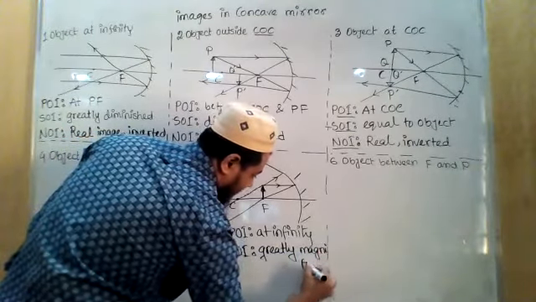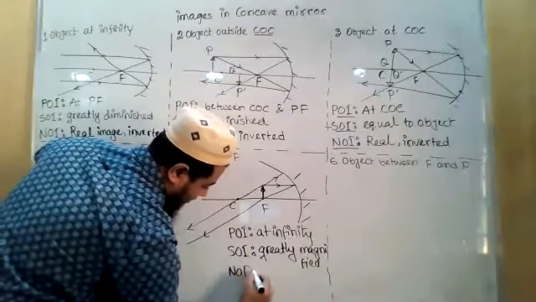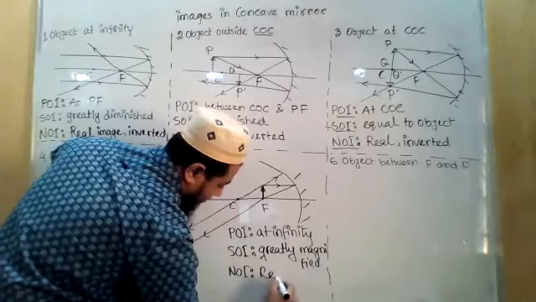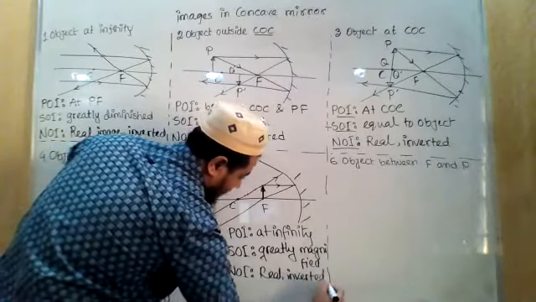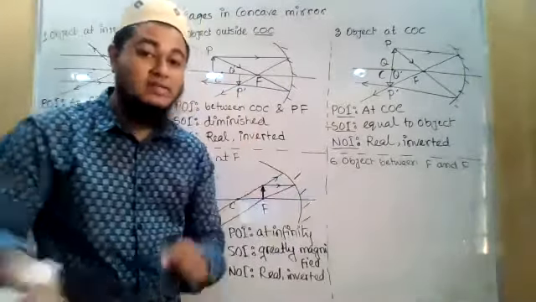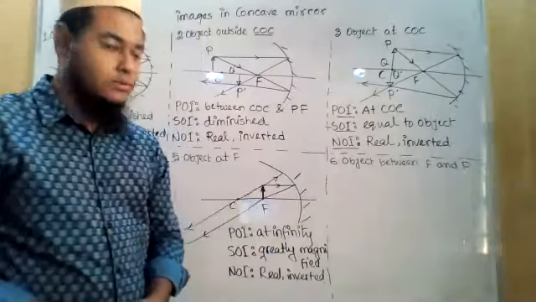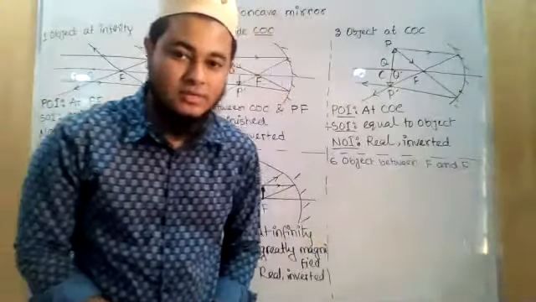Greatly magnified. And what is the nature of the image? It will still be real and inverted. Okay, then the last one and the most important one. Object between F and P. What is P?